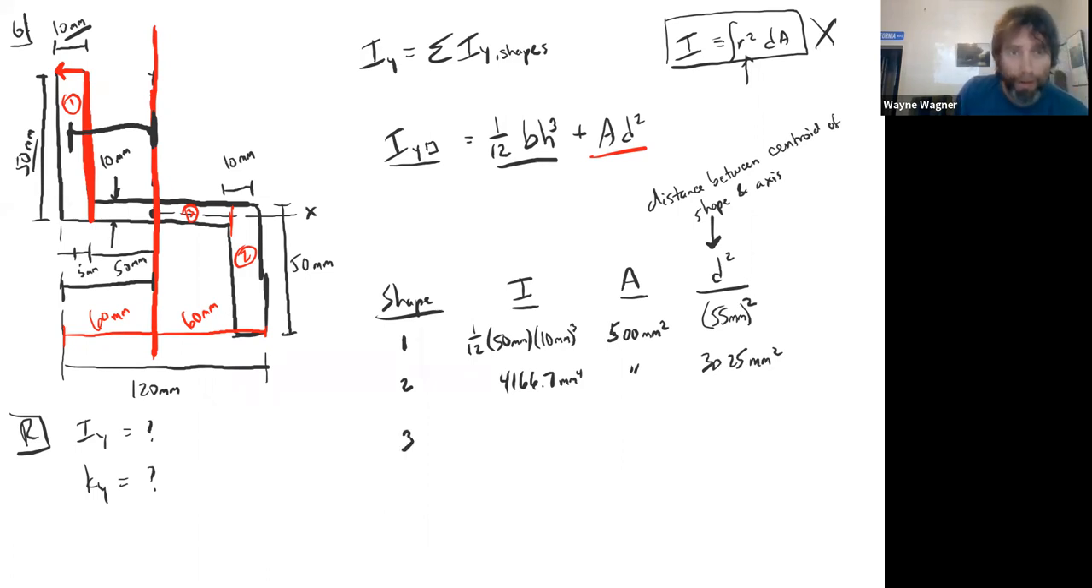Okay, shape 3, 1/12 base times height cubed. The base is this little thing right here. So that's 10 millimeters. Okay, and the height is going to be from here to here. And that is, what is that? That's 100 millimeters.